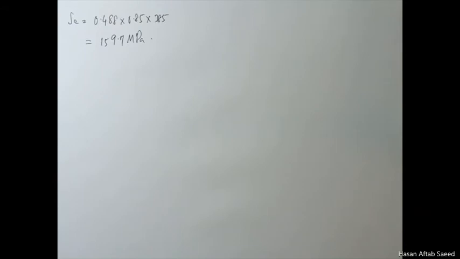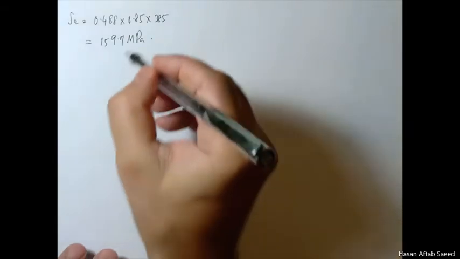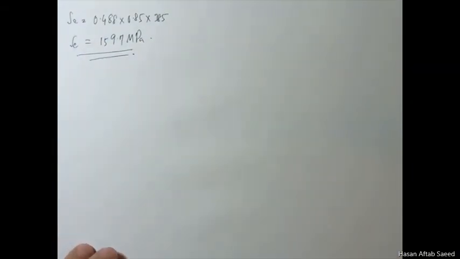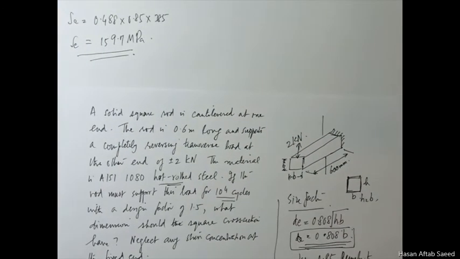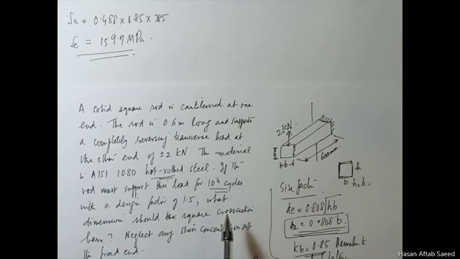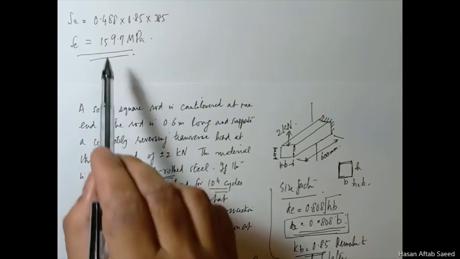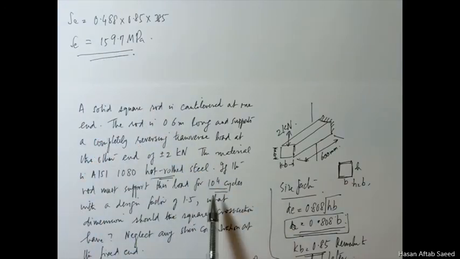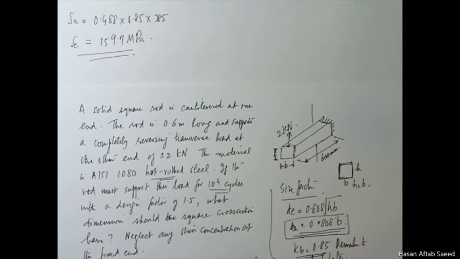Now again, this alone will not help us. Why? Because if it was a question of infinite life, then this would have been enough for us. But we are talking about 10 to the 4 cycles. So what we need to find is the expression for fatigue strength.